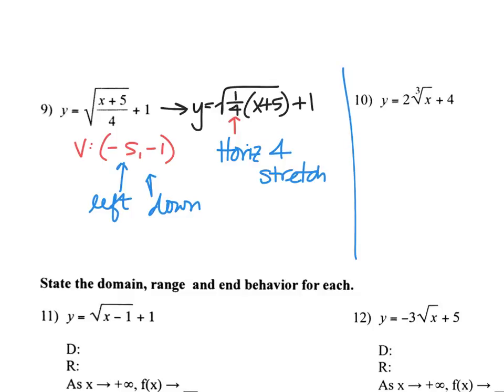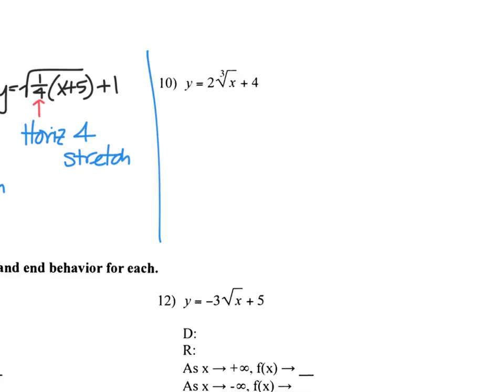And then question 10 here. On question 10, again, same thing. I'm going to write the vertex first. So this is going to be 0, 4. Notice this 4 is on the outside of the square root, not on the inside. So that's why the 4 ends up in the y spot and it stays the same. The 0 isn't doing anything, but that 4 is telling you to shift up 4.